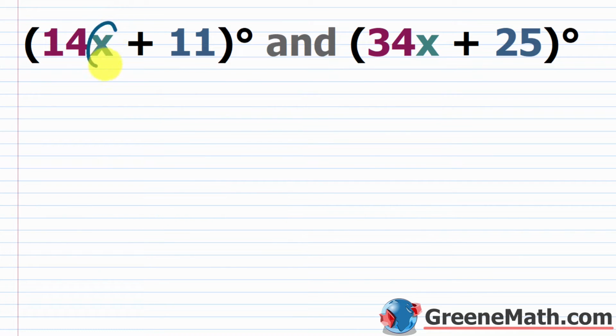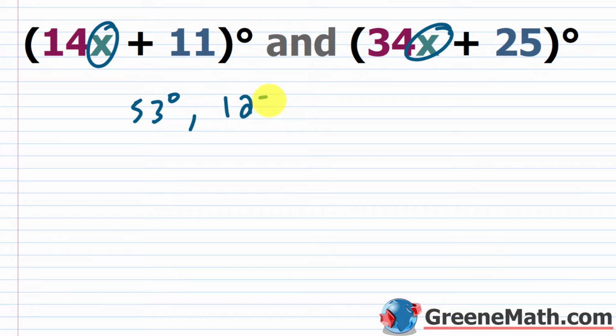So I'm going to plug in a 3 here and plug in a 3 here. So 14 times 3, that's 42, and then plus 11, that's going to be 53. So this is 53 degrees. And then the other one, 34 multiplied by 3 is 102. And then if I add that to 25, I get 127.